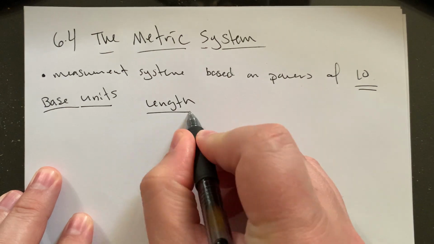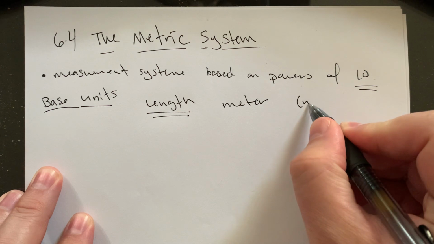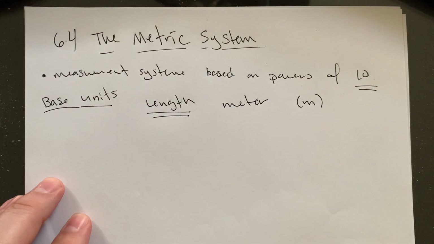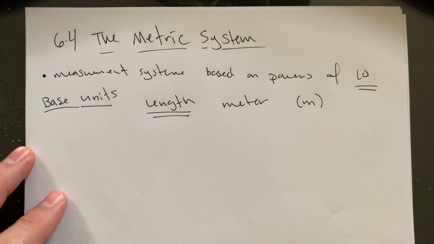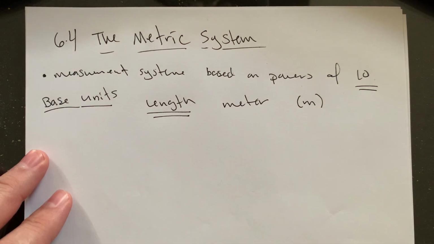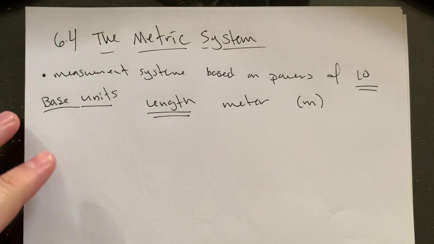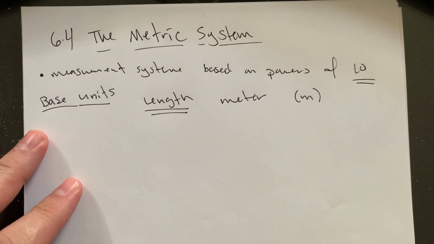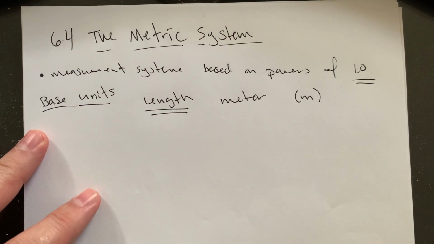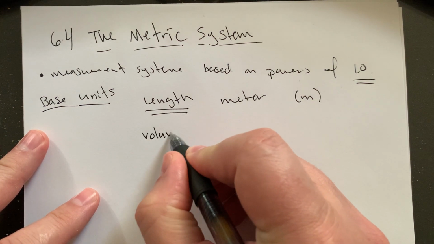So for length, the base unit is the meter. The abbreviation there is going to be M. A meter is a little bit longer than a yard. We'll be doing conversions between metric units and the American system in 6.5, so we'll get into that in more detail coming up. But the meter is the base unit, and so the bigger or smaller units from there are all going to be variations on the meter. We'll go into how to get those variations in a second.